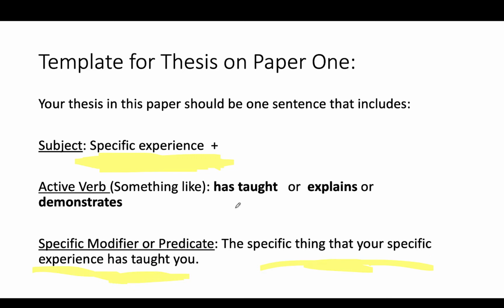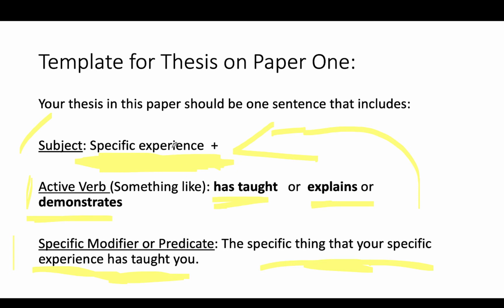The active verb is usually going to be something like, this experience has taught me that, or this experience explains, or this experience demonstrates. And when I say this experience, you should not write "this experience." You should give me the actual experience of what you mean. So the thesis statement you write for this paper needs to have all three of these elements in this way.